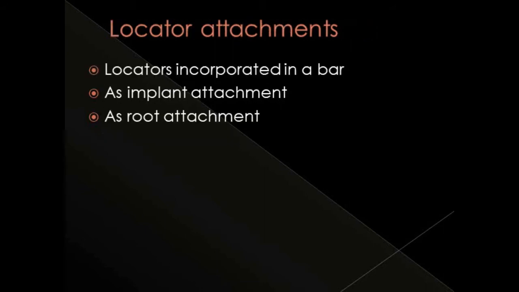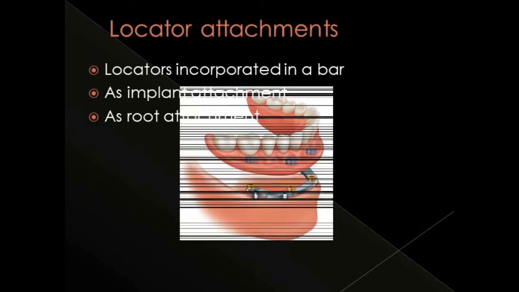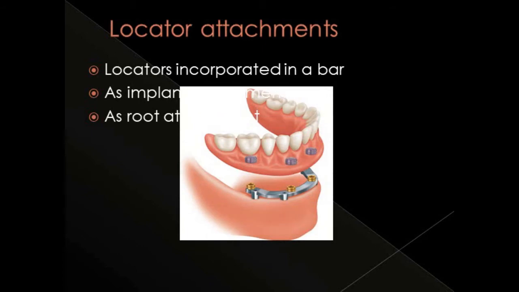The first one, that is a locator attachment, which is again of 3 types, that is locators that is incorporated in a bar, and locators that is used as an implant attachment and that used as a root attachment. So these are the locators that is incorporated onto a bar. So this is the bar and locators are incorporated, and it consists of 2 parts, that is the male and the female. So this is the male component, which consists of a replaceable nylon insert that gets fit into the permanent denture cap, that is the female part, that is the matrix. So this is the matrix that is having a replaceable nylon insert.